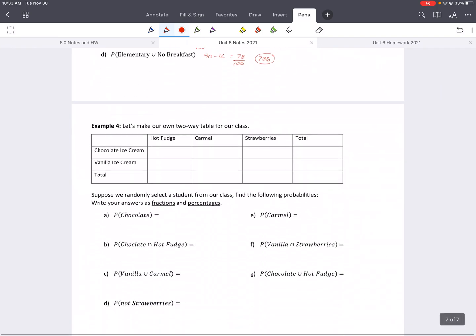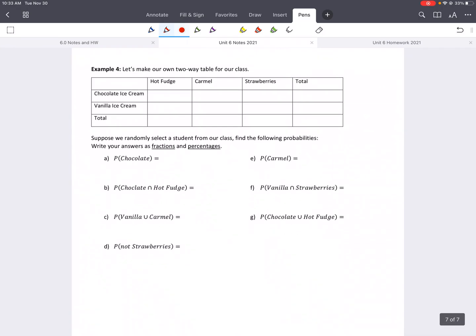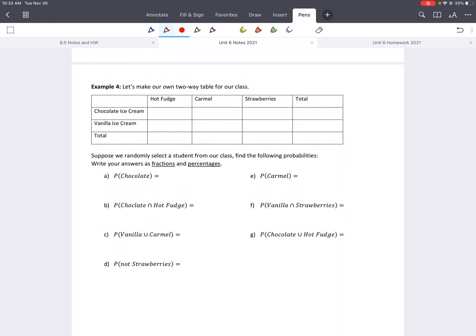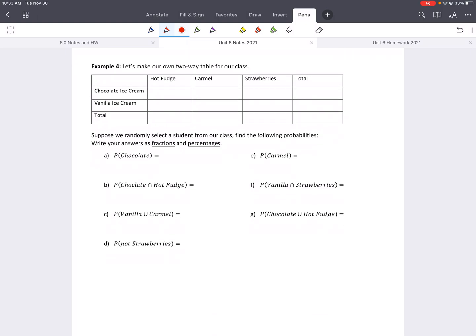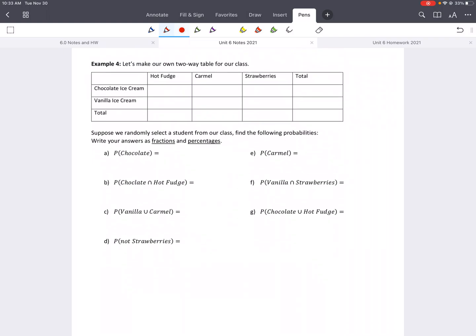Here's just one we were going to do in class, doing some examples. I'll probably just not include that with the video, but it's basically the same. We came up and chose what flavor, what toppings and what ice cream you'd choose, and then from there we could do probability. You're welcome to come up with your own if you wanted to. But again, it's about the same.